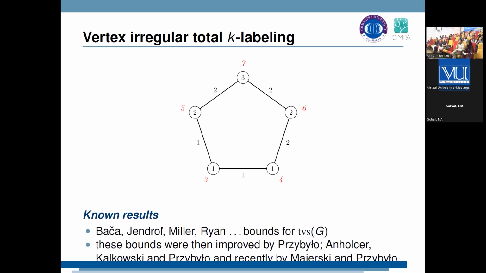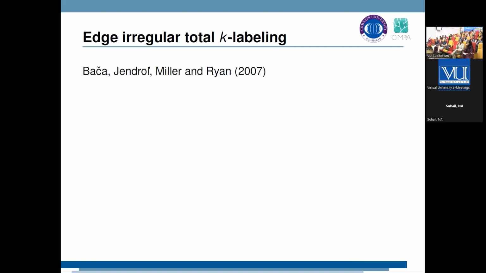Now I will just introduce different types of labeling. Edge irregular total k-labeling. What does it mean? Total labeling, okay, it's another type of irregular assignment. Total means that we assign numbers to vertices and edges of the graph, and we check the edge weights. We would like every edge to have a different weight, and we try to minimize the maximum label.